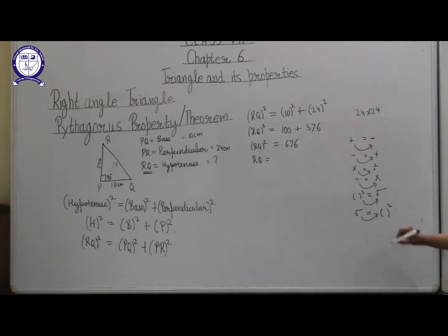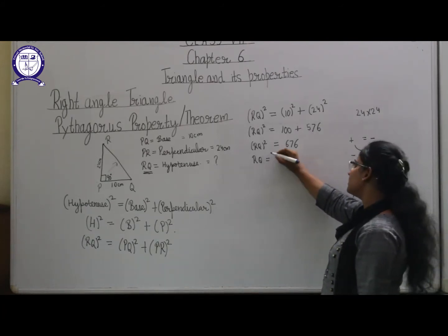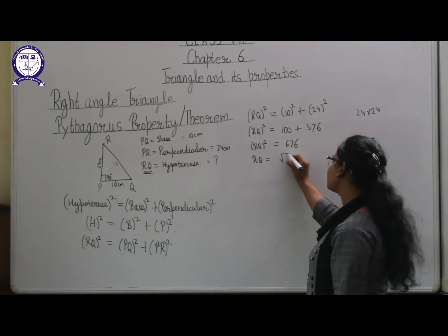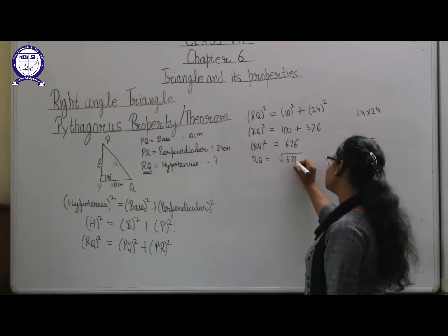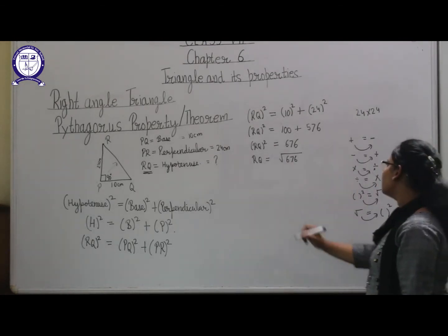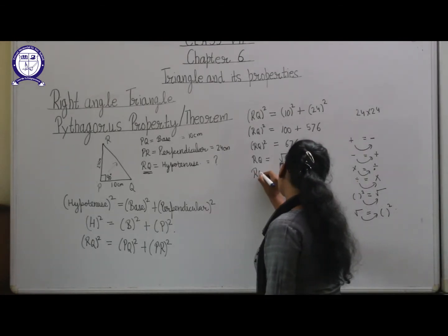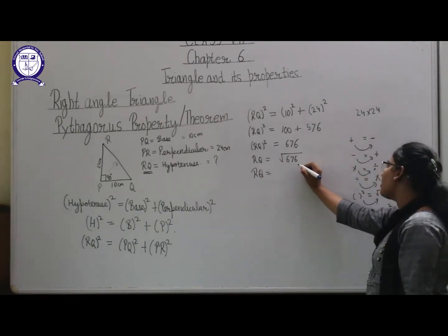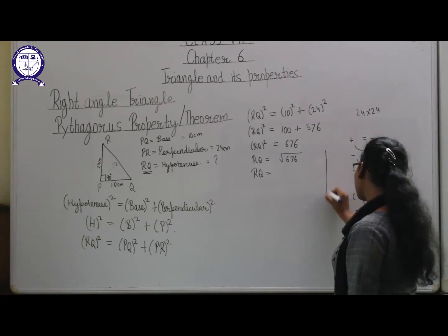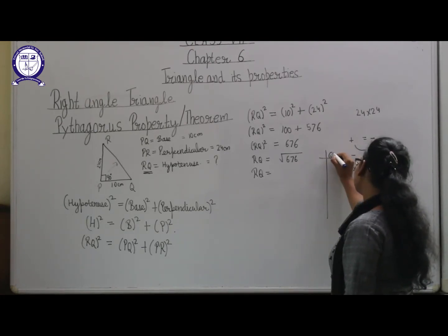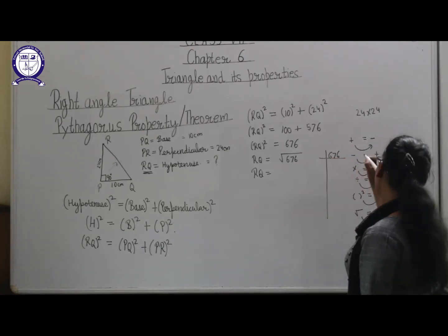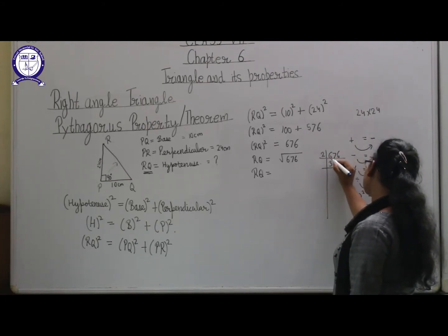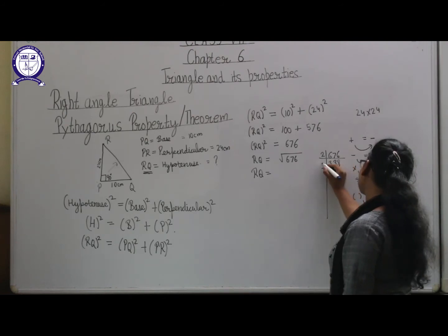Okay, students. So in this question, as this is RQ square, if it comes to this side, this will be root of 676. So we will get the value of RQ if we calculate the root of 676. And how will we get the value of 676? By prime factorization. We will do prime factorization.